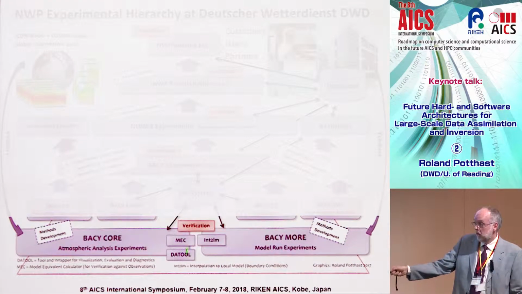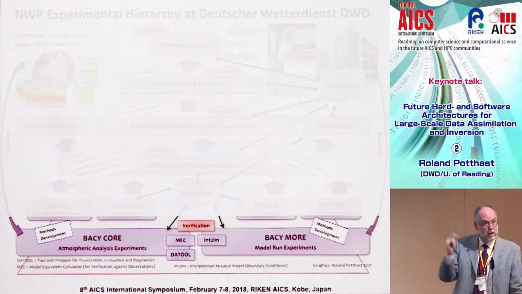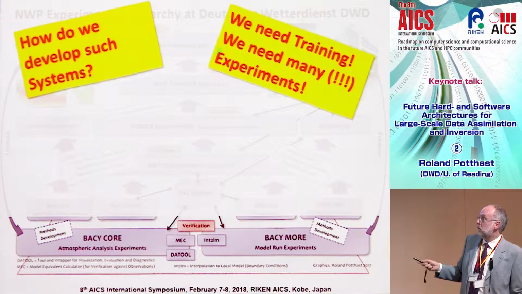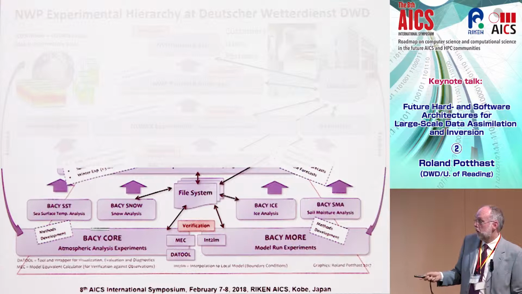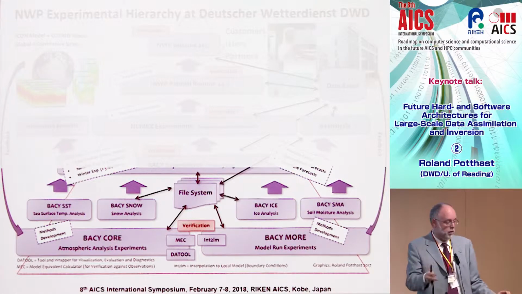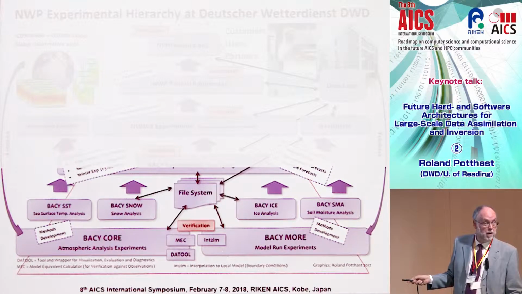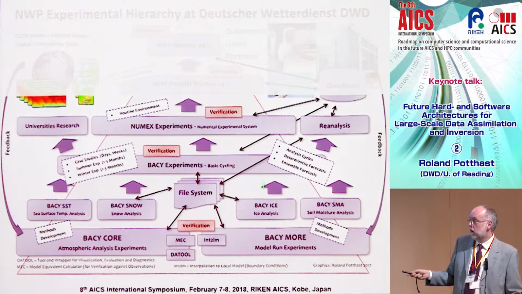Model runs, data assimilation runs. As single runs, you can start and run in some different resolution, in a smaller resolution. We need training and many experiments. So we then include all the different kind of analysis parts like snow, ice analysis, surface analysis. There are different programs at the moment. We use a file system to do this here because our database is too slow to properly do it. So we call this basic cycling experiment.